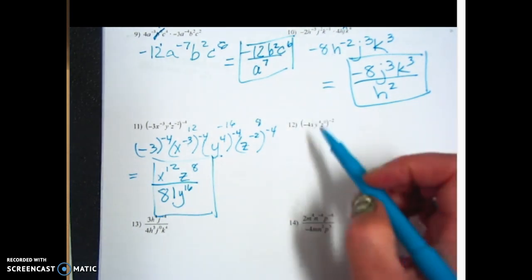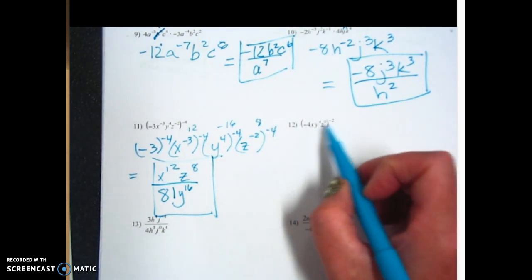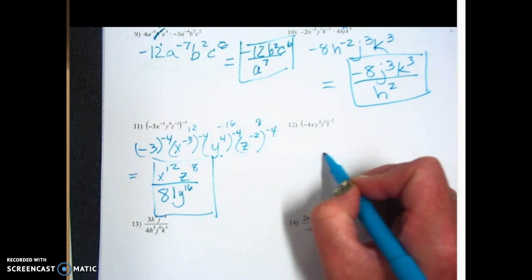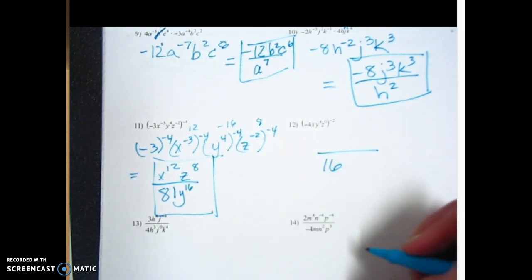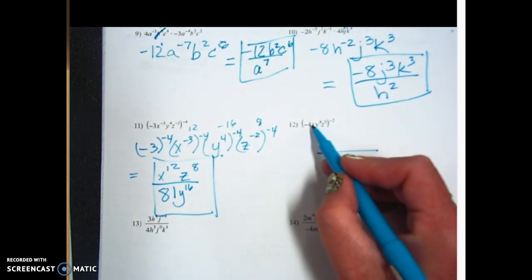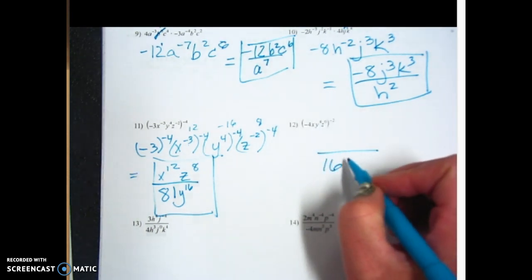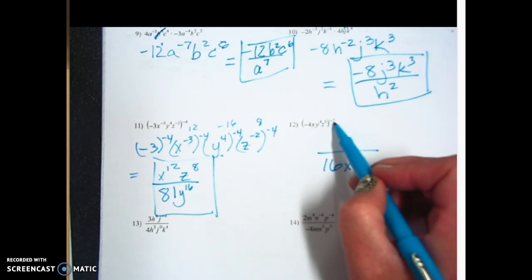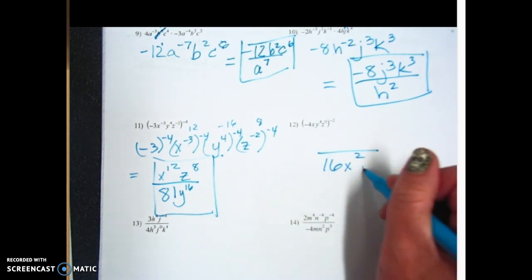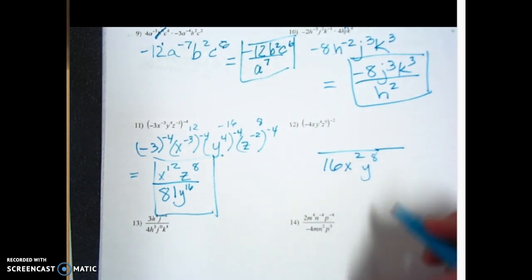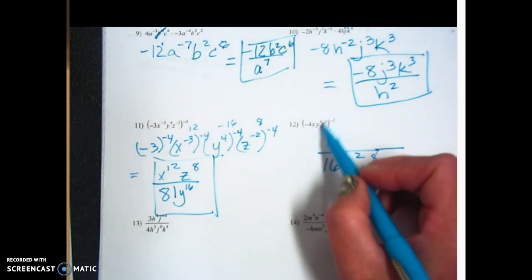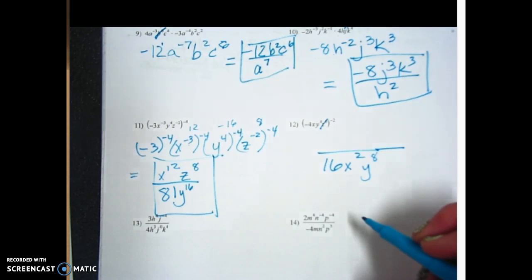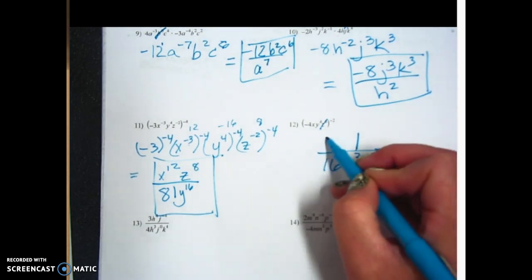All right. Number 12, we've got negative 4 to the negative 2nd. So I'm going to move that to the denominator and make it 16. X to the negative 2nd is going to move to the denominator and become positive 2. Y to the 4th to the negative 2nd would be y to the negative 8th, so move it to the denominator, positive 8th exponent. And anything to the 0 power is 1, so it's going to cancel. And that's all of it, so I need a placeholder of 1.